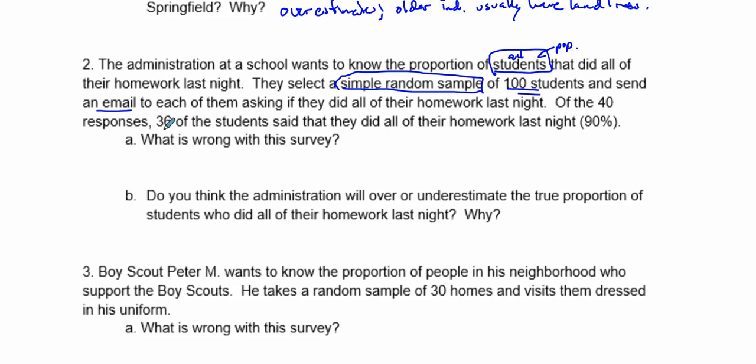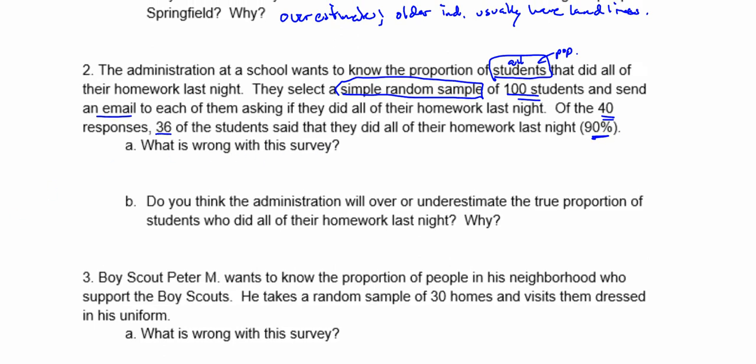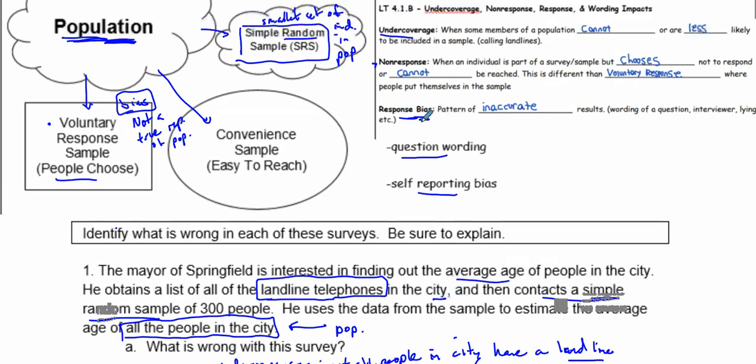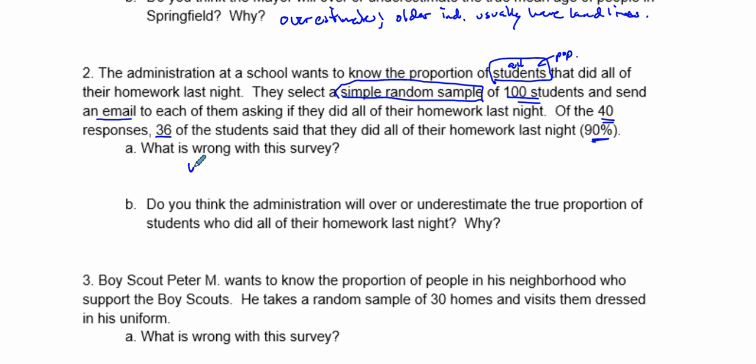Of the 40 responses, 36 of the students said, so they only got 40 responses. So only 40% of the people responded. 36 of the students said they did all their homework last night, which is 90%. What is wrong with this survey? Well, right here, this is probably going to be response bias. We could also say voluntary response sample. So this is probably voluntary, and probably some response bias here.